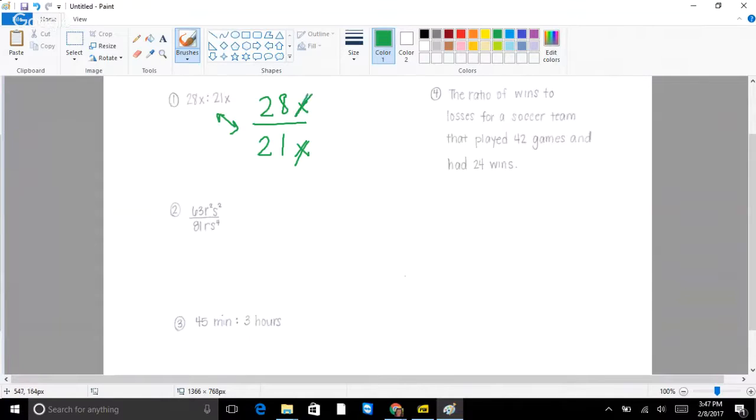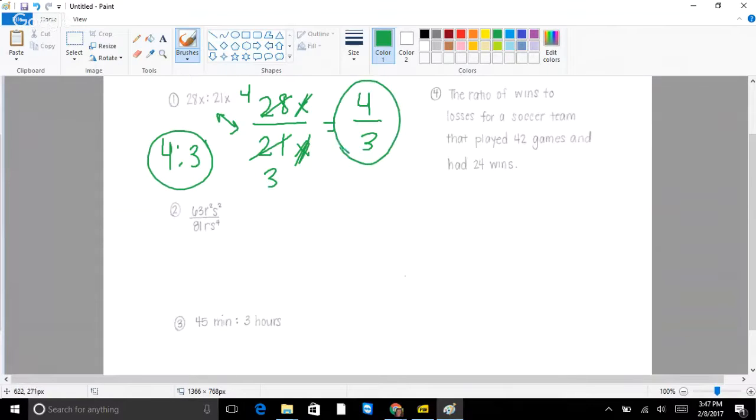Now we should be able to cross off our x's, right? Because we have an x and an x. And 21 and 28 have a number in common. They both are multiples of 7, right? 7 goes into 21 3 times, and 7 goes into 28 4 times. So we can say that this is a ratio of 4 to 3, or we could write it as 4 over 3. Either way would be acceptable.